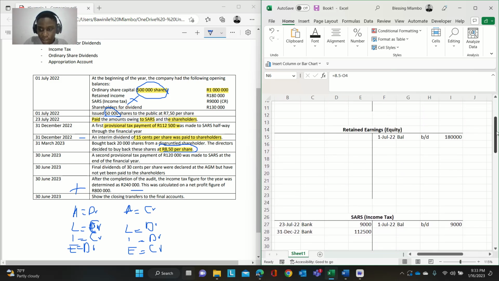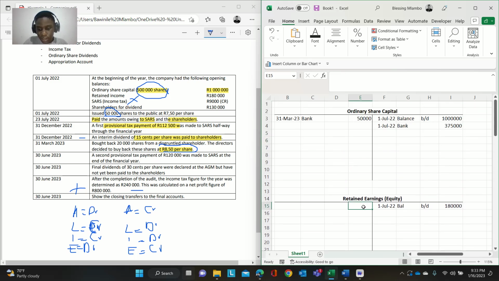Remember I said the one way that retained earnings will ever decrease is through share buybacks. So what you do is you find the average price per share and then you use it to decrease the ordinary share capital. And then the remaining balance is taken from retained earnings. So retained earnings is going to decrease by the 6 rand, the difference between 8 rand 50 and the average price per share of 250 on the buyback date.